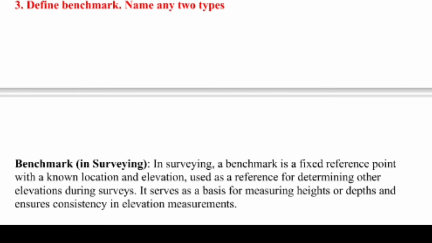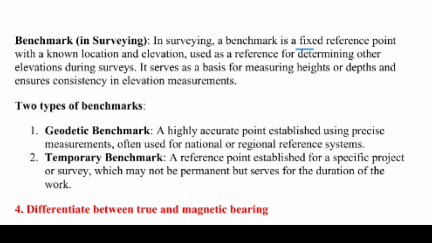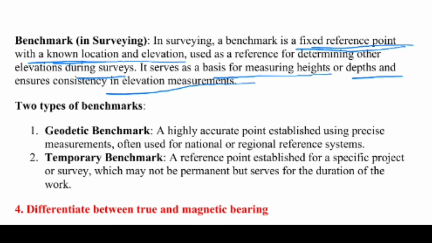So, define benchmark and name the types of benchmark. A benchmark is a fixed reference point of known elevation. When you start the surveying, to determine the elevations, based on the height and depth we find the elevation measurements from it; that we call a benchmark. You can write: a benchmark is a fixed starting reference point known as a benchmark.